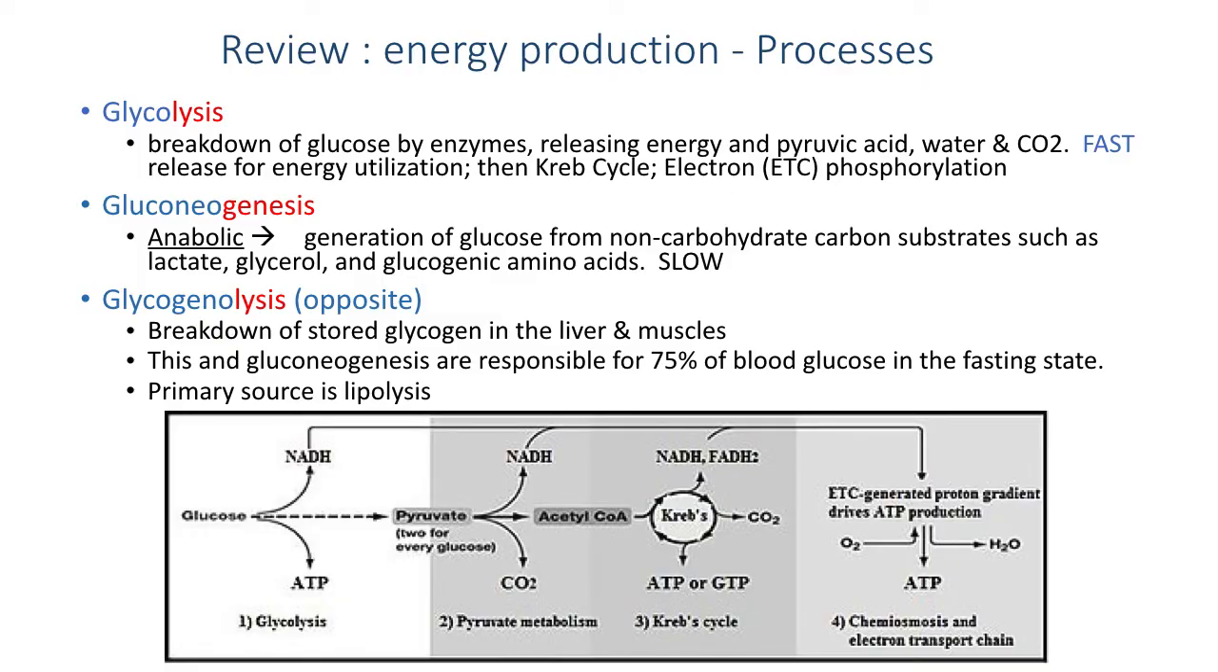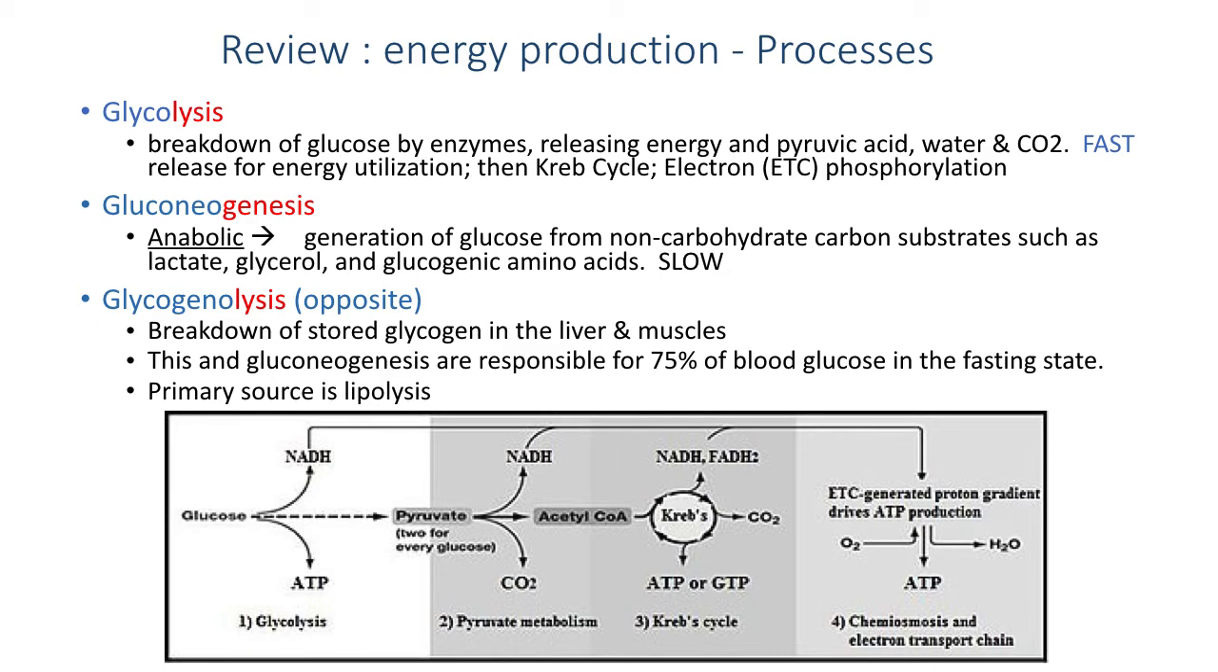All right, review. Energy production. You may remember from early on in our cellular process that we talked about glycolysis, gluconeogenesis, and glycogenolysis. I broke these up into blue and red words just to help you look at the components of the words, because they will actually tell you what each one does. So glycolysis: lysis always means to cut or to break apart. So we're breaking apart glucose. We're breaking it down with enzymes.